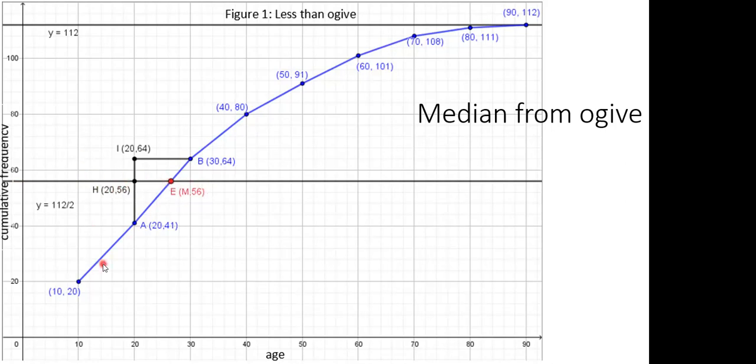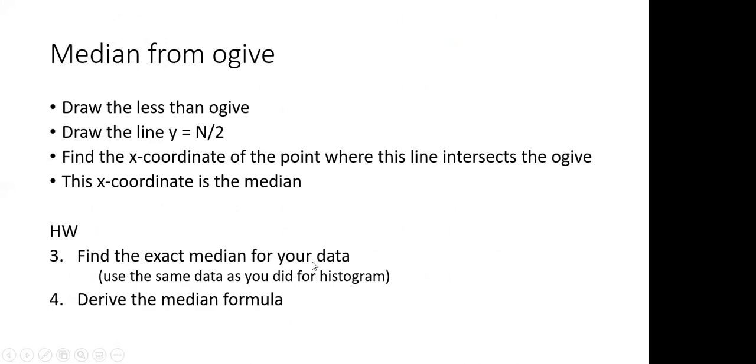So your homework will be to use this ogive to find the exact median. You intersect the ogive with this horizontal line y equal to capital N by 2, where capital N is total frequency. You find the x coordinate of the point where it cuts the ogive, and that's the median.